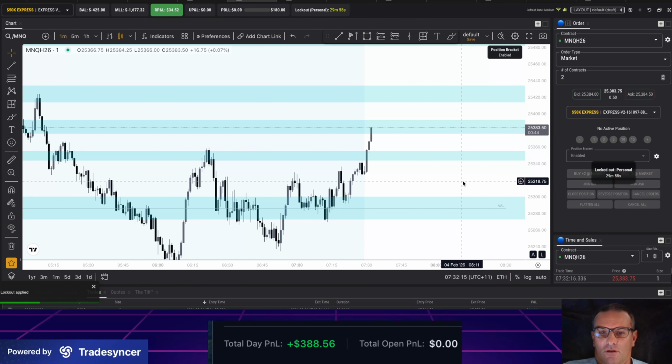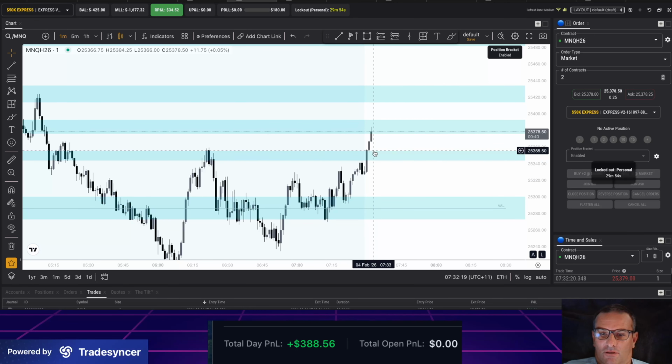So that was pretty good. All we did then was, we saw that this attempt to go lower failed. I mean, it all started from here. This is where we should have got in, but my TradeSinker wasn't set up, so there was nothing I could do about that. I was actually lucky I didn't enter because my trades wouldn't have been copied.